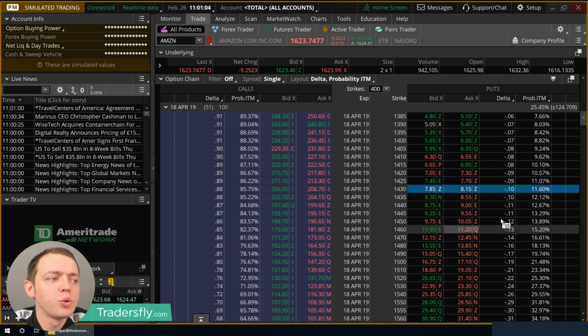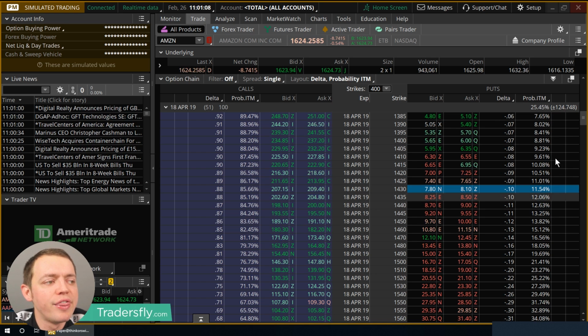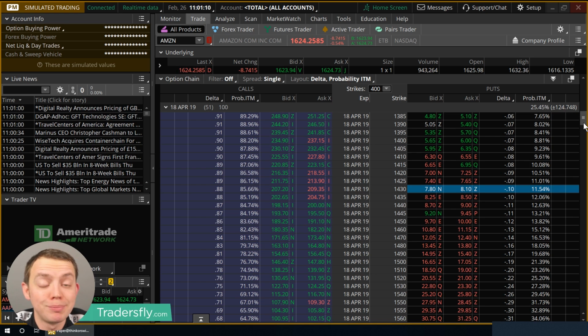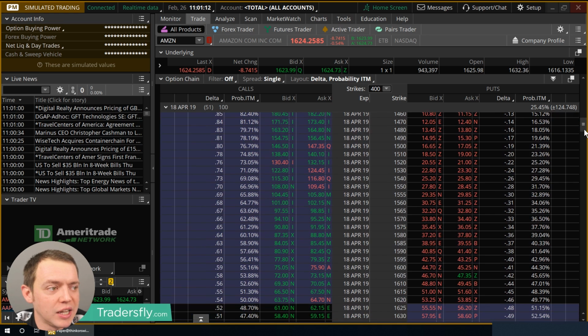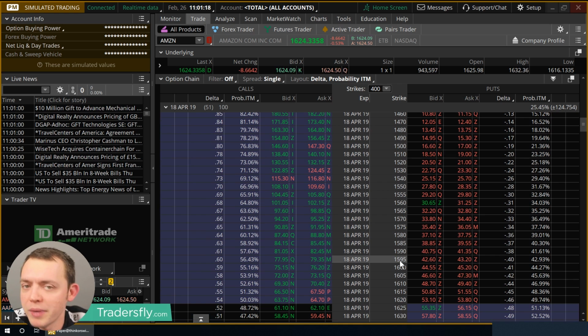Now, which one is better? Well, remember, this is probability in the money. So if you're an option seller, if we're selling options, well, our 26 delta is closer. That means our chance of success is less, but we make more money.